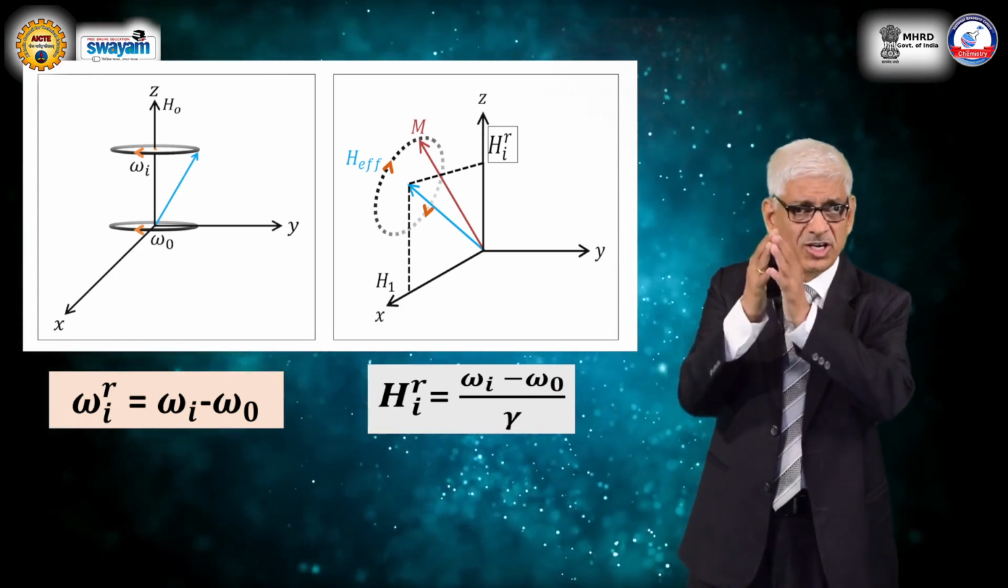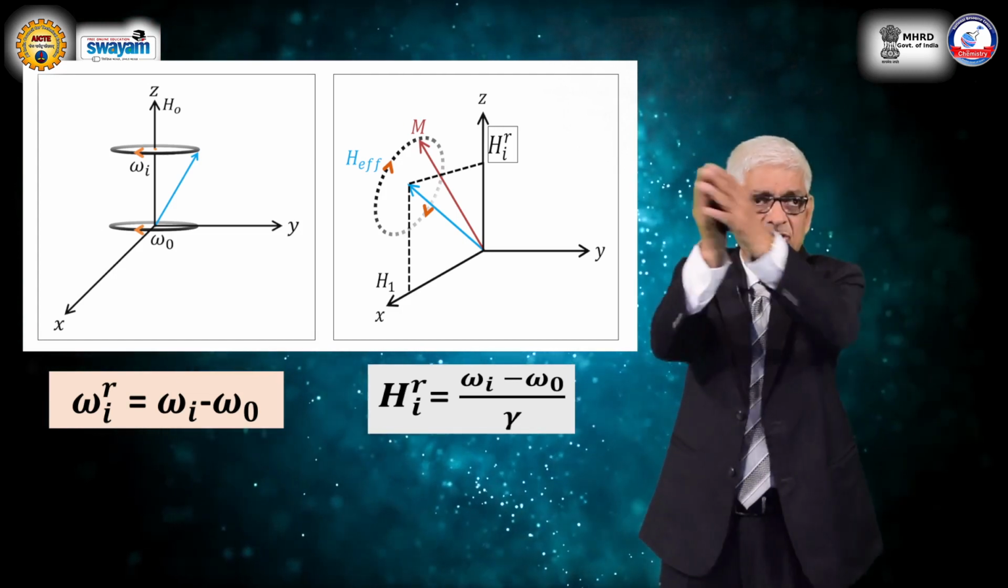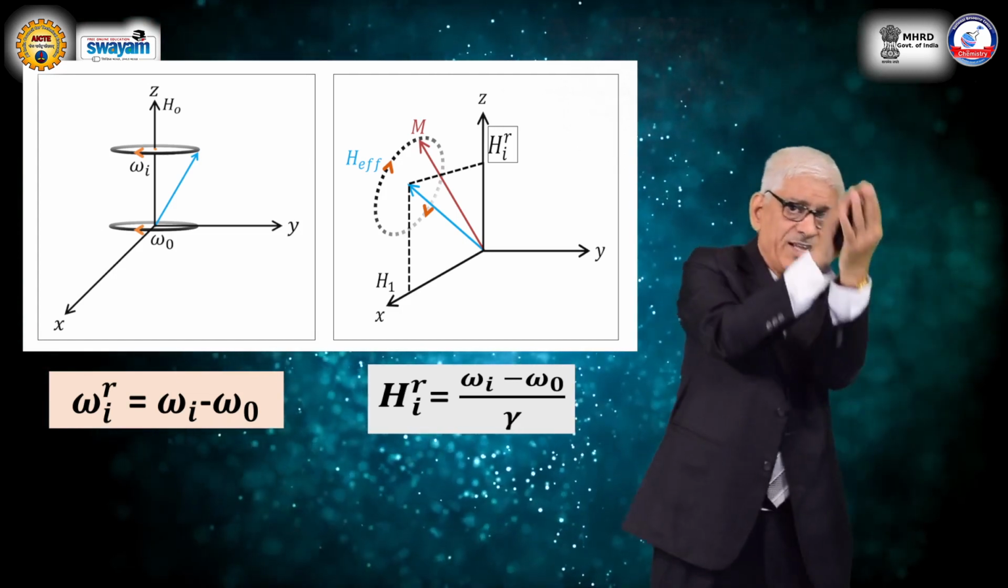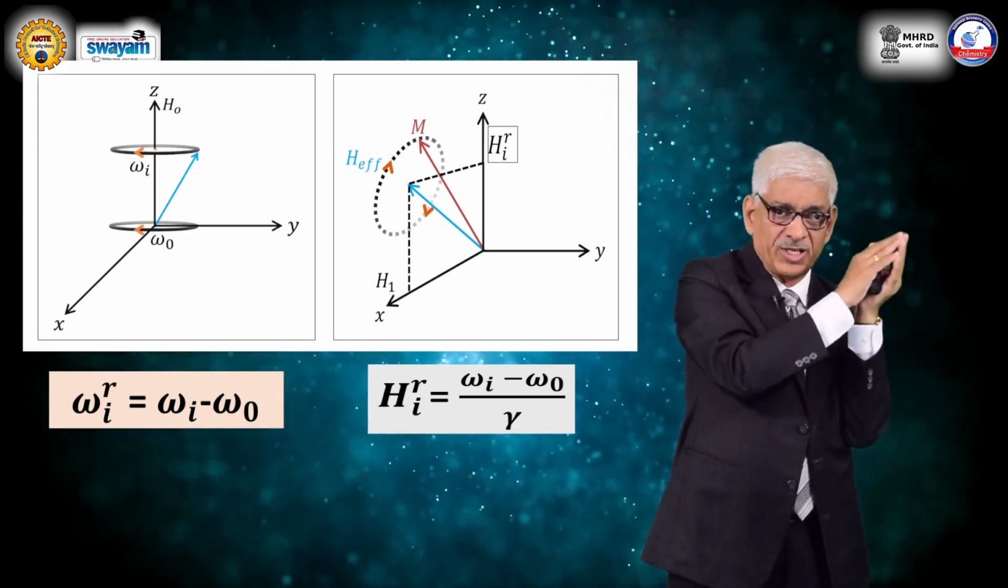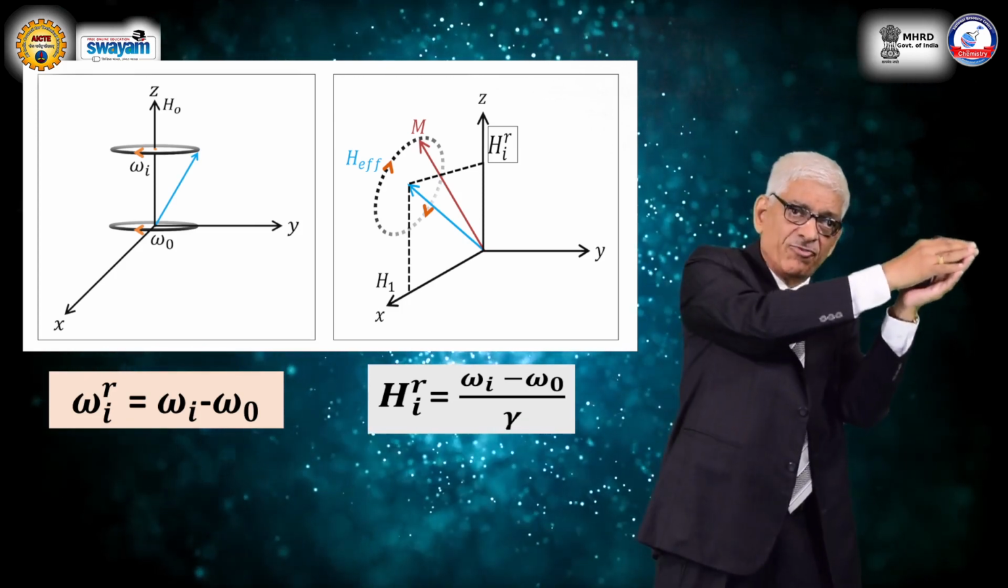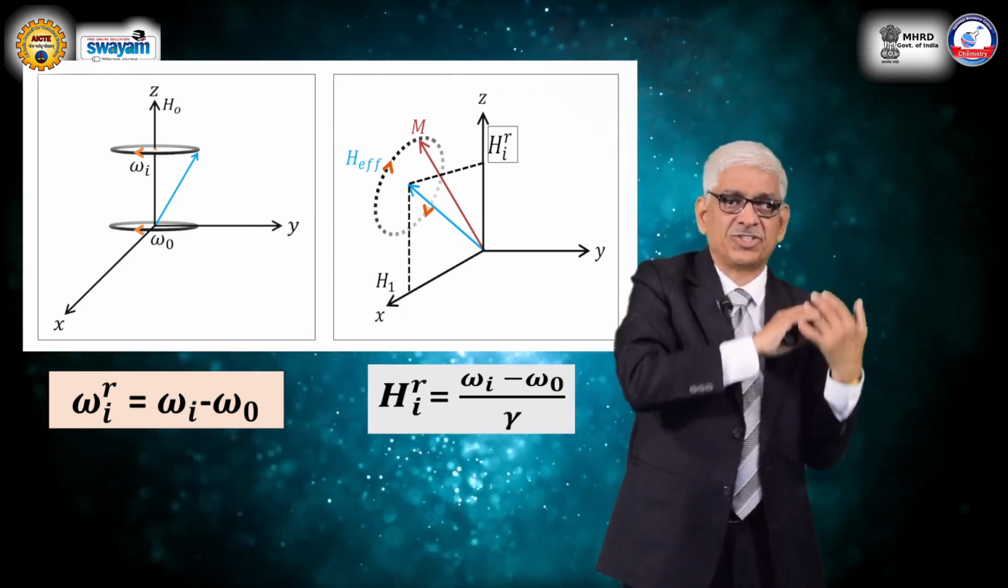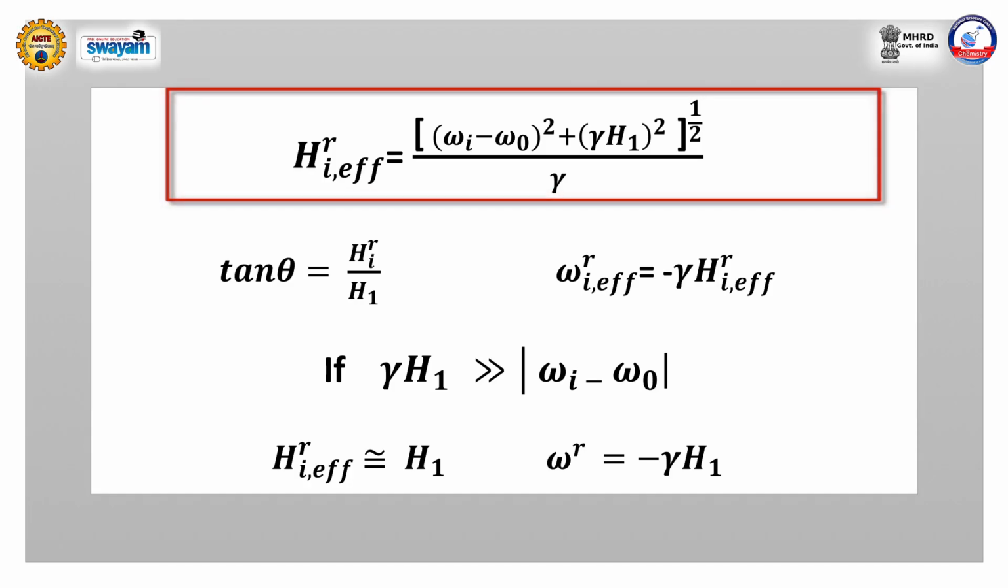Now your nuclear spins, which are initially going around the H0 field, will now go around the H effective field, because they have to orient themselves. So they will tilt away from the z axis and go around the H effective. This is indicated by these equations here. H I R effective is given by the square root of omega I minus omega naught whole square plus gamma H1 whole square, divided by gamma.